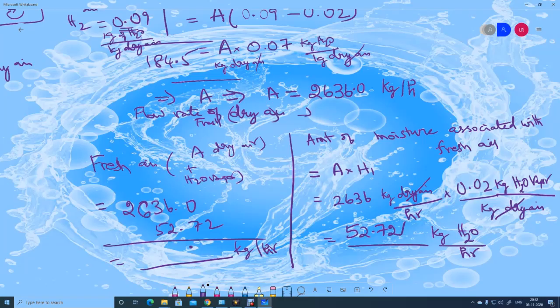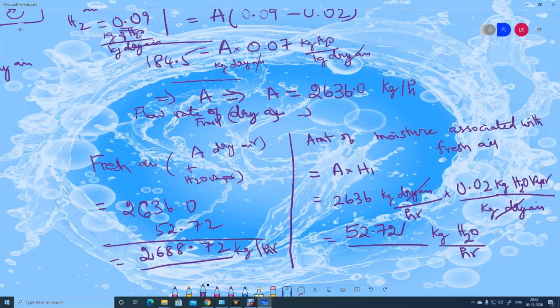So this is 2688.72. You can say 2690, or you can round it to 2700 kg per hour. Okay, so around 2700 kg per hour of fresh air is entering the system. Okay, this is the value.